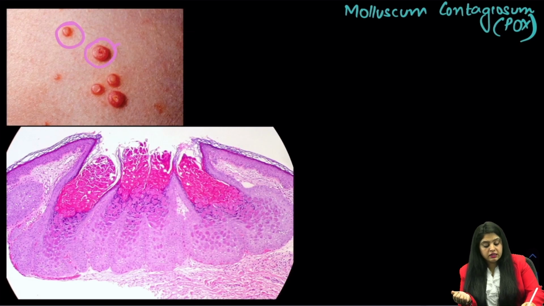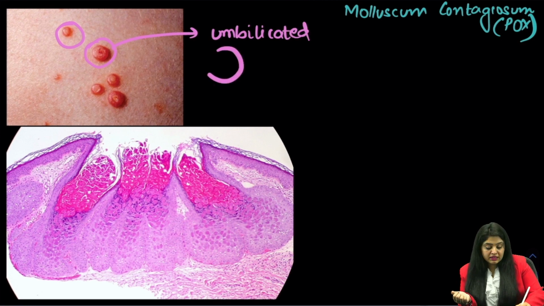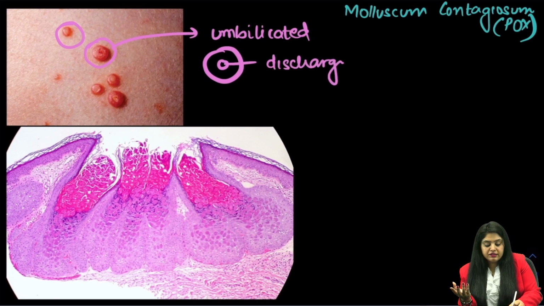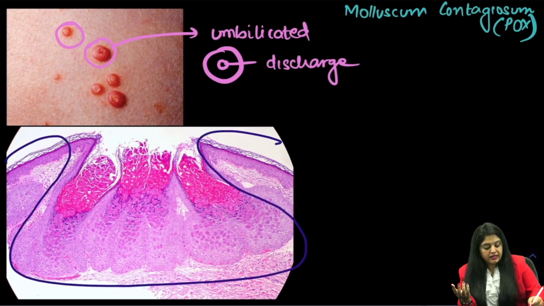How do you see it in the clinical situation? It is an umbilicated papule. Umbilicated lesion. What do I mean by umbilicated? It means a hole in the center, a depression in the center, an umbilication. Because when I press this, there is going to be a discharge that will come out. So then I decided, let me look at this entire thing under the microscope.